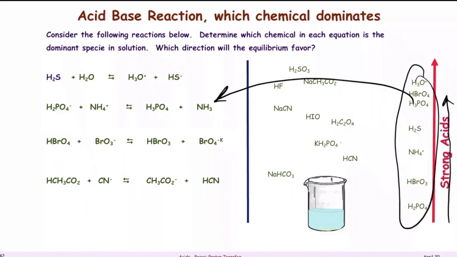So anyway, just make sure that if you're looking at a reaction and you're trying to determine which way the equilibrium favors, the stronger acid is always going to dictate the show. Okay. So there's a question here.